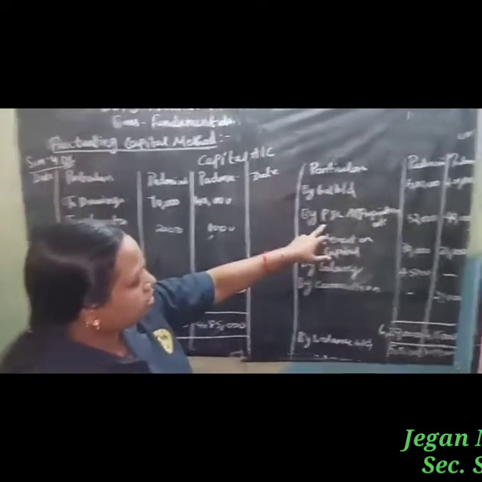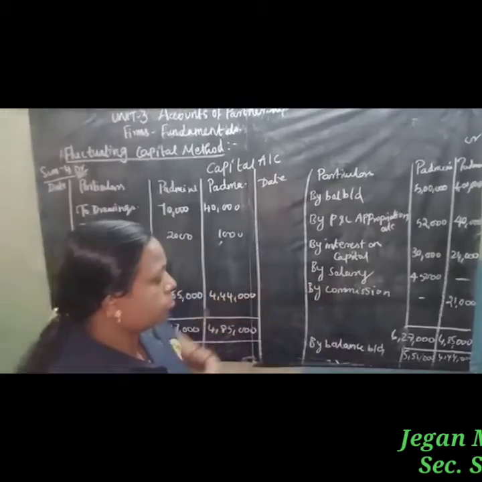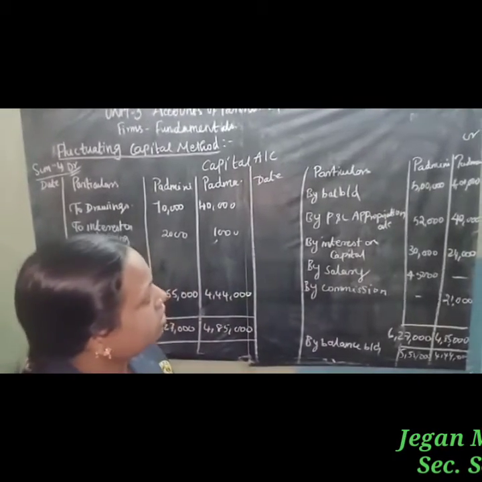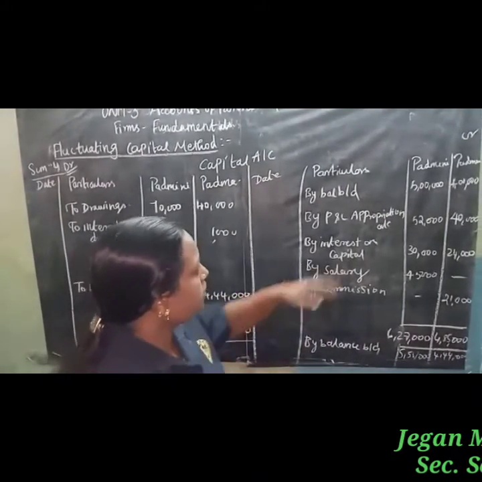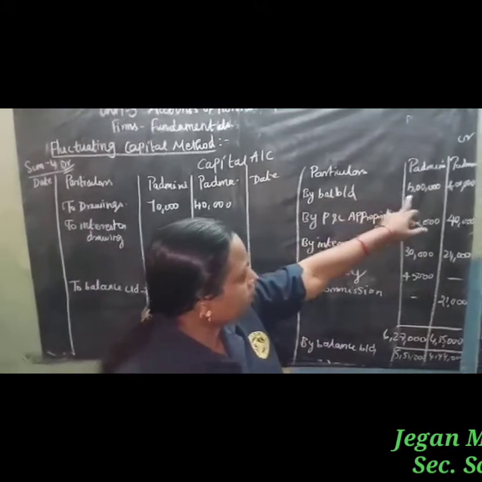Then profit, share of profit and loss. Then interest on capital and salary and the commission we have to write on the credit side. So in this sum, capital amount 5 lakh, 4 lakh. So by balance brought down 5 lakh, 4 lakh.